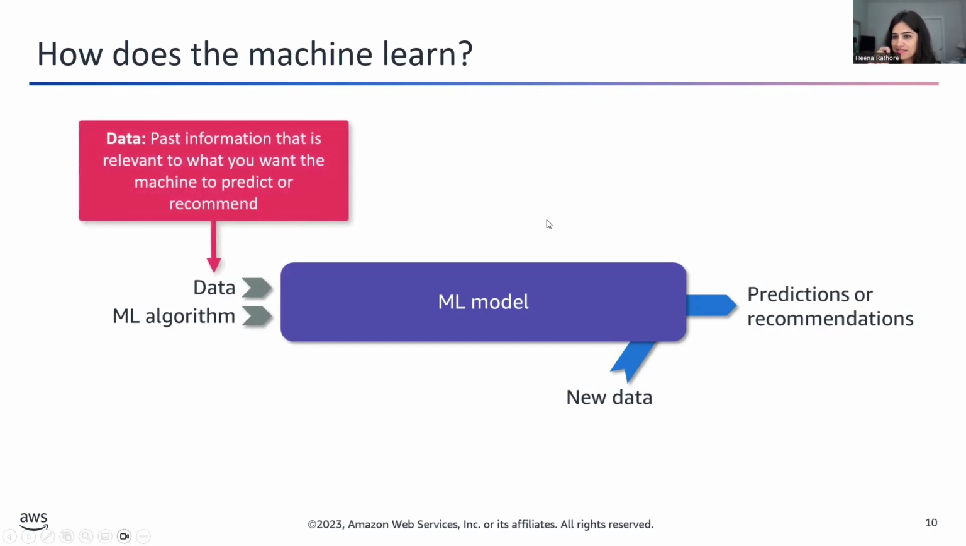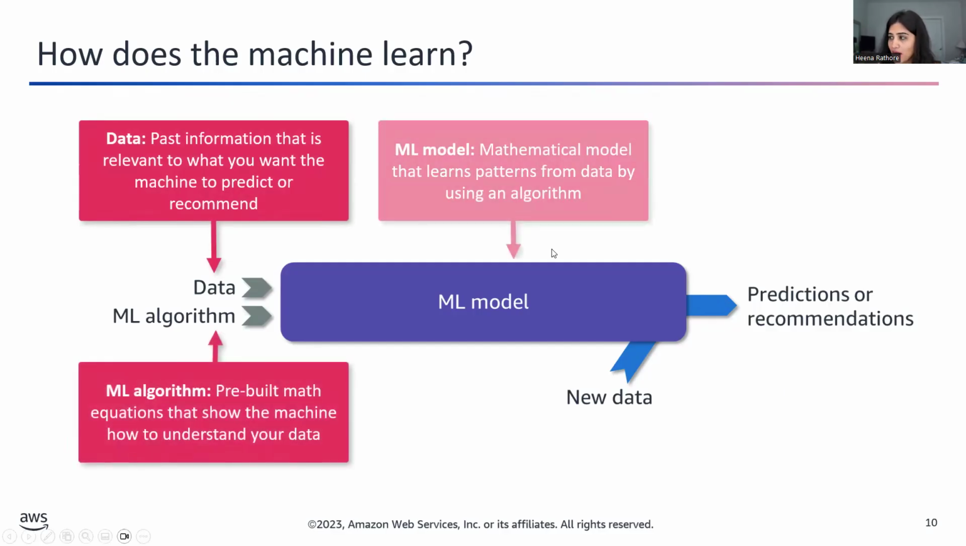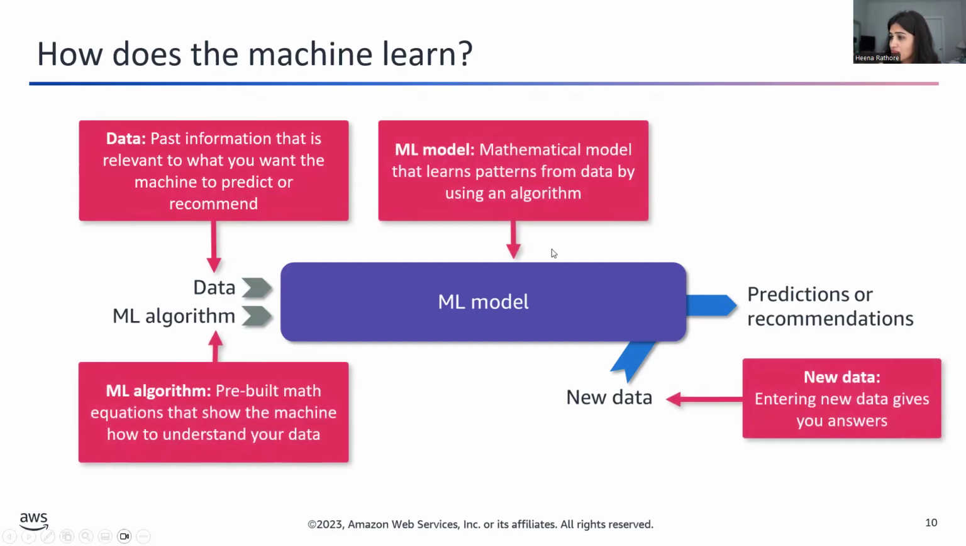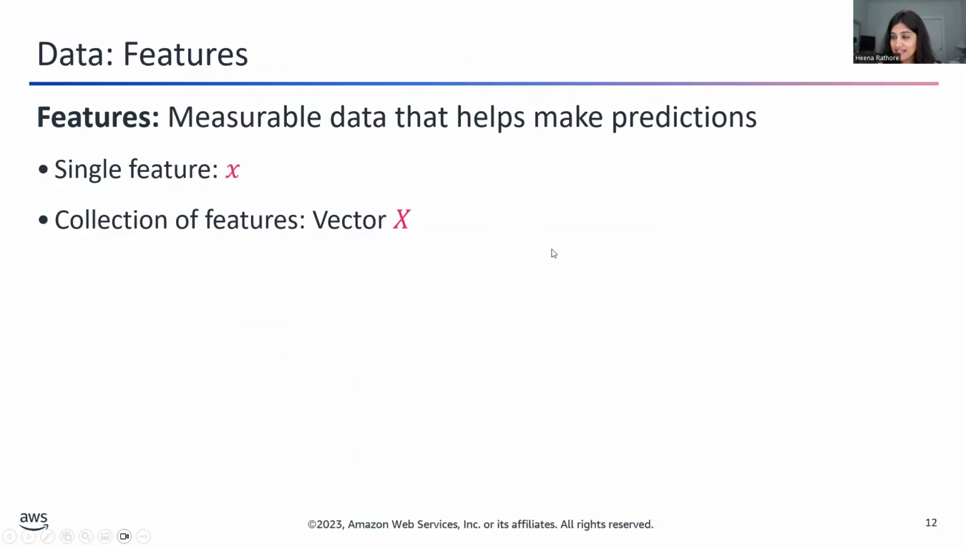So let's zoom in on this data. As I mentioned, it is the past information which is required to make the machine actually predict. The data has to be measurable so that you can make a prediction. There is also this term that we will be using, which is feature. A feature is a measurable attribute of a data sample.